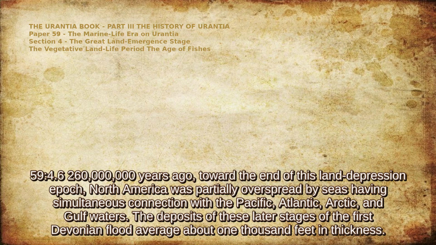260 million years ago, toward the end of this land depression epoch, North America was partially overspread by seas having simultaneous connection with the Pacific, Atlantic, Arctic, and Gulf waters. The deposits of these later stages of the first Devonian flood average about 1,000 feet in thickness.